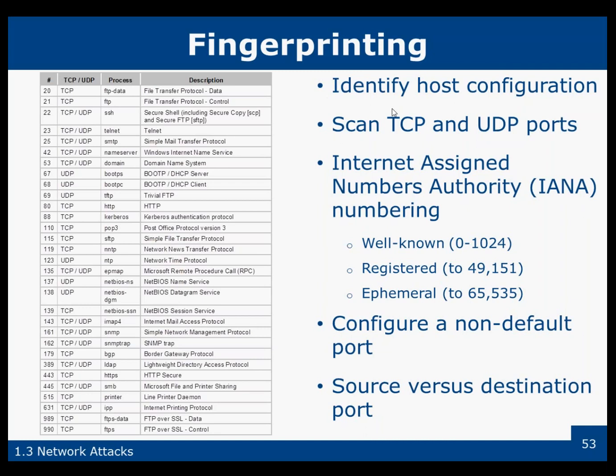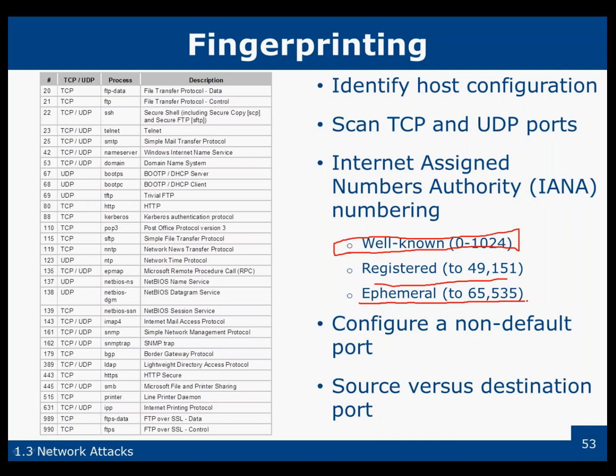Fingerprinting identifies a host configuration, scanning the TCP and UDP ports, and then the IANA assigned numbers. We have the well-known ports, 0 to 1023, and the well-known are the ones that we have when we go to HTTP. The well-known port is port 80 for the HTTP service. The registered are from 1024 to 49151. Different software using these ports can be registered to that particular port.